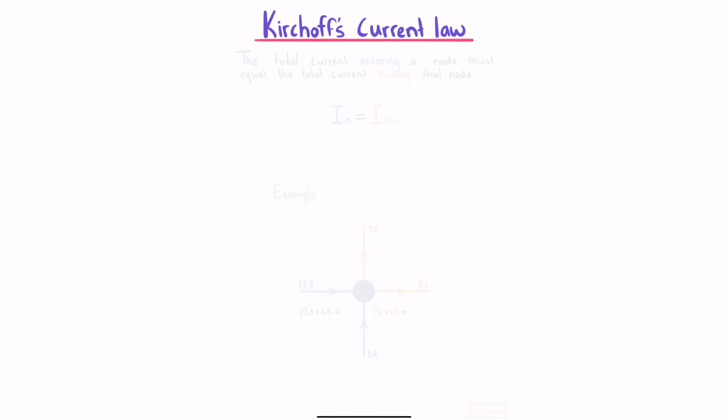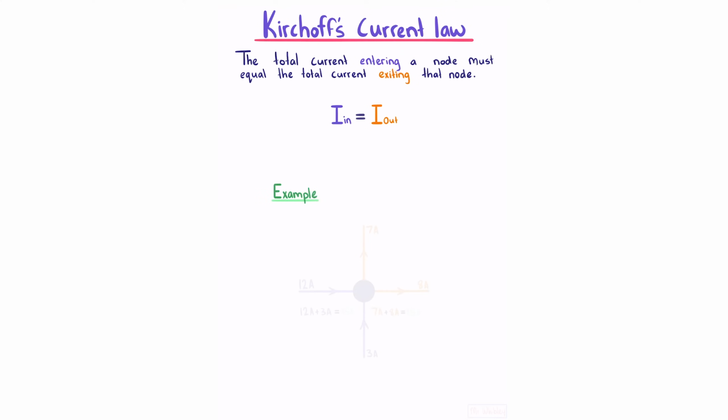Kirchhoff's current law. The total current entering a node must equal the total current exiting that node, or in other words, the current in must equal the current out. In a sense, this is just conservation of energy. As an example, if we have 12 amps and 3 amps entering, our total current entering is 12 plus 3, which is 15, which means we must have the same 15 amps exiting, which could, for example, be achieved by 7 amps plus 8 amps.